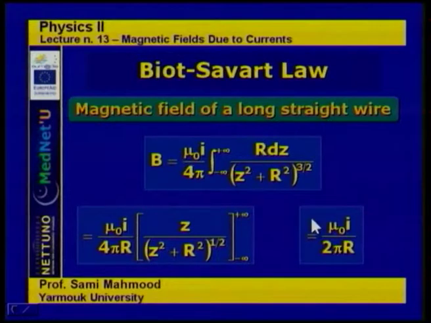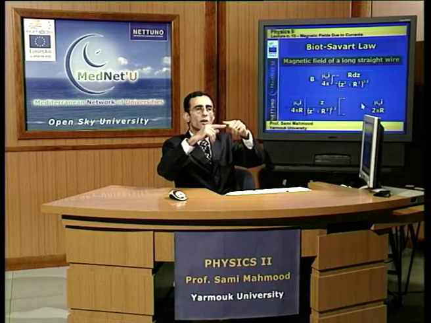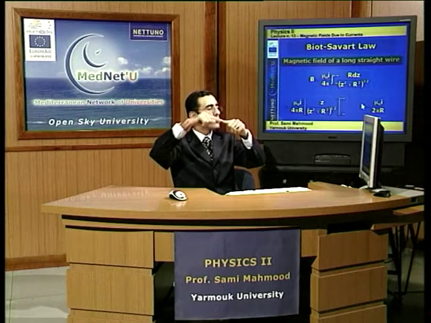So we are left with mu naught I over 2 pi r, twice as much as the value obtained from one limit. Each half of the wire would give mu naught I over 4 pi r, and the two halves would give you this mu naught I over 2 pi r. So we can keep this result in mind.